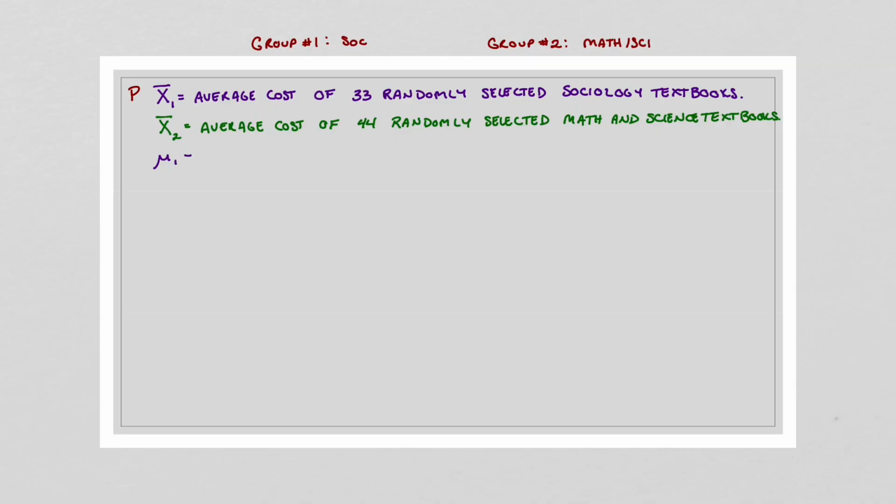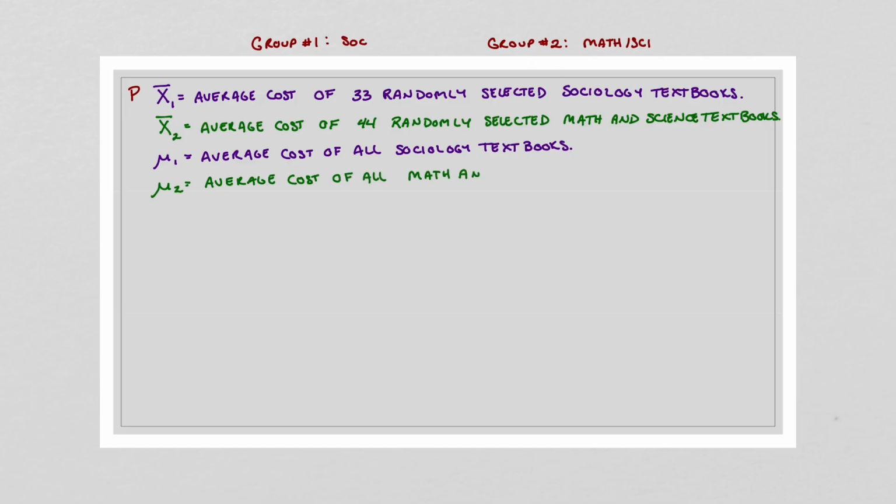So now for our parameter, mu sub 1 will just be the average cost of all sociology textbooks. And mu sub 2 will be, you guessed it, average cost of all math and science textbooks.